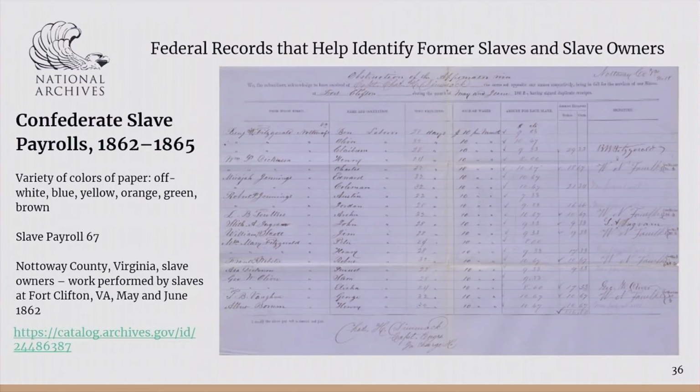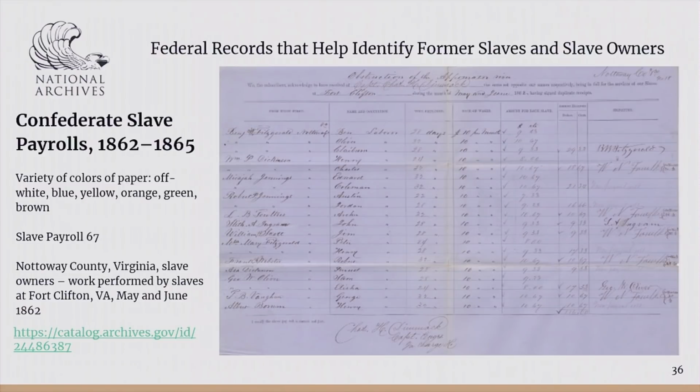As an example, this is Slave Payroll 67, which happens to be blue in color. They actually come in various colors of off-white, blue, yellow, orange, green, brown, and even pink. And this one is from Nottoway County, Virginia, for work performed by slaves at Fort Clifton, Virginia in May and June of 1862. And you see in the left column the name of the slave owner, the second column the name of the slave, the third column the number of days employed, the fourth column the rate of pay. Here it was $10 a month. The next column the amount that they were paid based on the number of days they worked. A total, and then the slave owner had to appear in person to get payment.